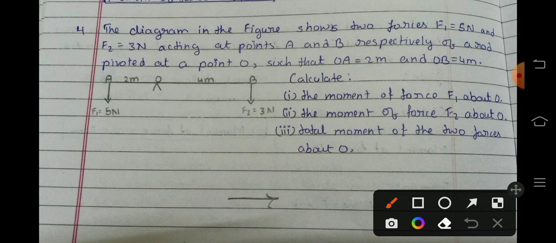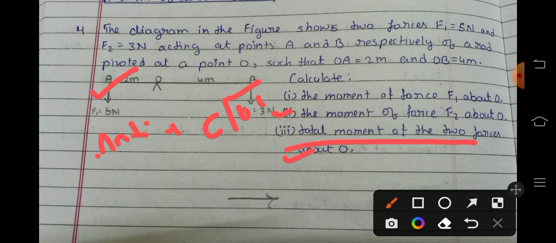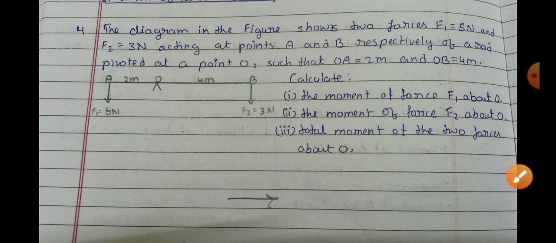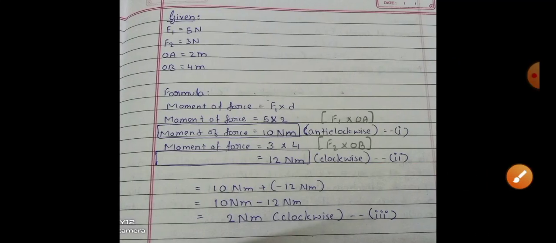The moment of force F1 about O. First we have to find out this moment of force. Next, the moment of force of F2. After that, the total moment of the two forces about O. So what do we have to do next? That will be anti-clockwise plus clockwise. So you will get the total moment of the two forces about O.